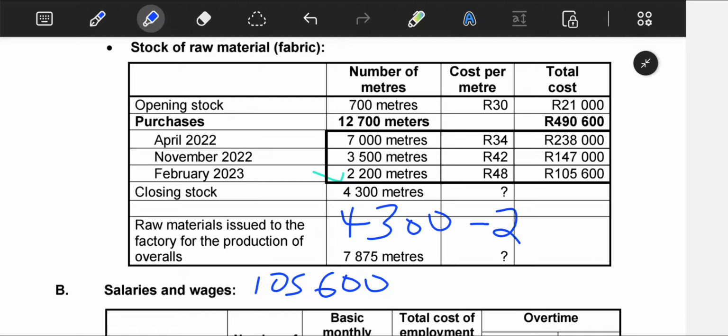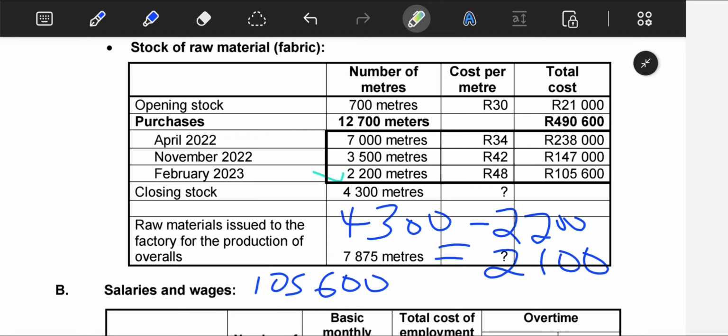$4,300 minus 2,200. How much is remaining? Where is my calculator? It's 2,100. Okay, let me just put it in the calculator. Minus 2,200. Yeah, it's 2,100. So where is this 2,100 coming from? Why are we doing this?